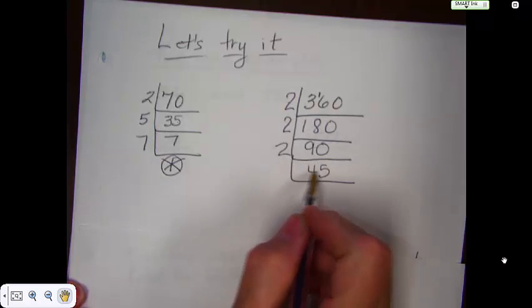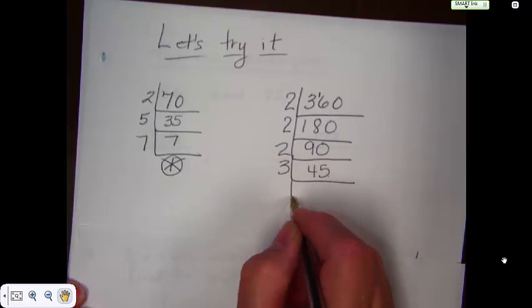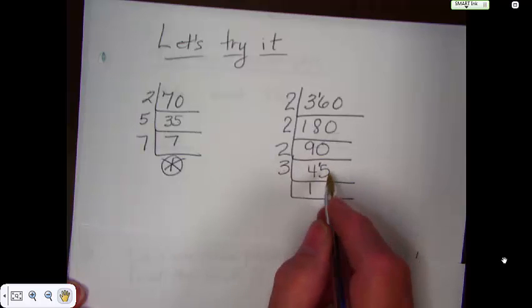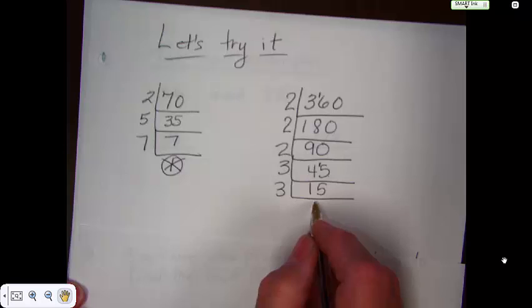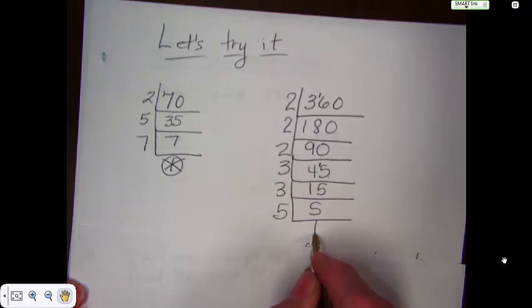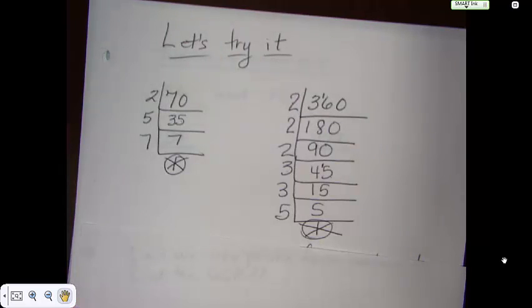5 and 4 do add together to 9, so I can try 3. 3 goes into 4 one time with a remainder of 1. 3 goes into 15 5 times. 5 goes into 5 once, and I'm done. Okay, so I've done the prime factorization of both of these numbers now, 70 and 360.